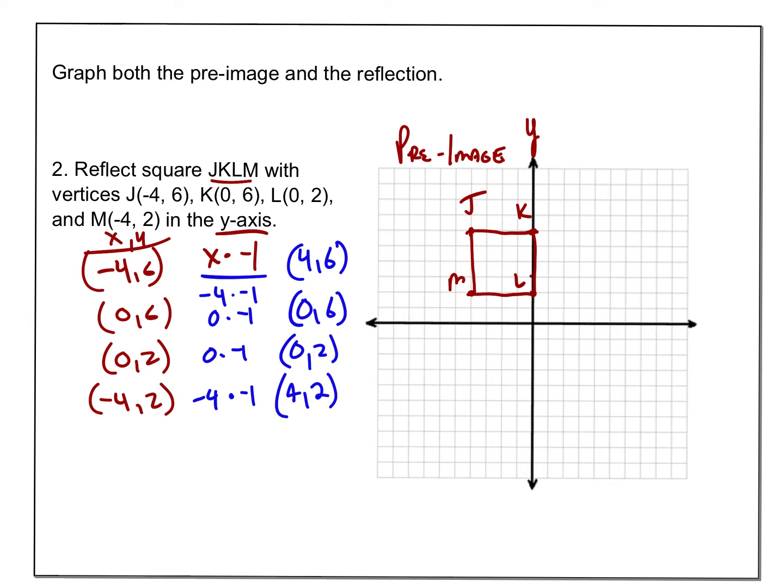So my new points, 4, 6, that will be my new J, or J prime. K doesn't really move. K and K prime are the same. L and L prime are also the same.